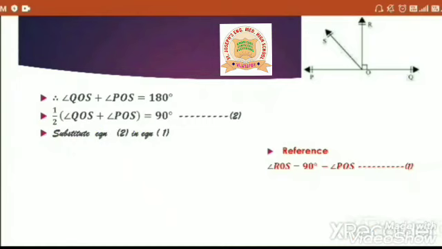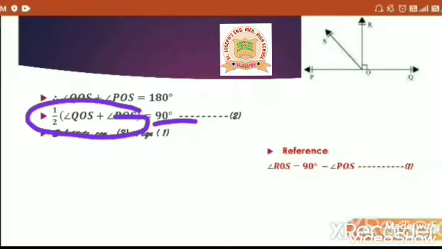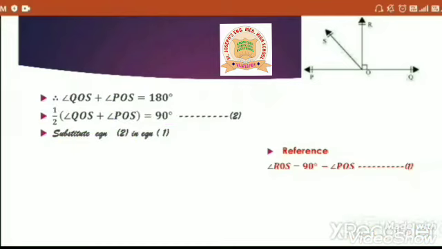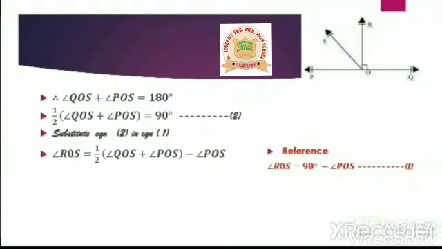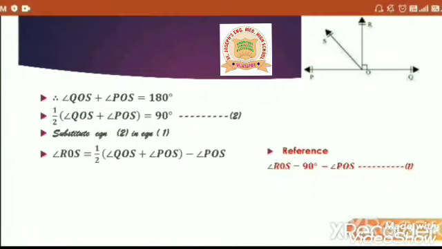How are we going to put it in equation 1? Here we have 90, and in place of 90 we are going to substitute this value. So ROS is equal to, in place of 90 we write this value: half QOS plus POS, minus POS, which we keep as it is. So we have substituted in place of 90 half QOS plus POS, minus POS as it is. Okay. Next step, what are we going to do?